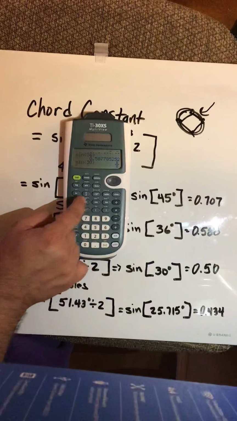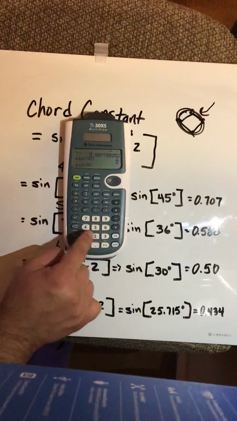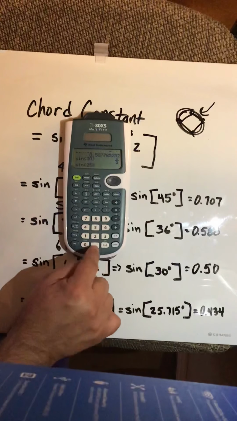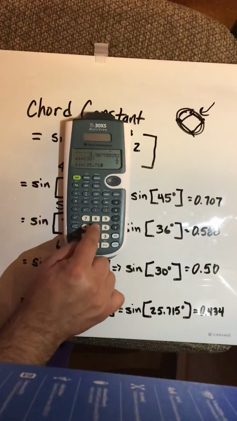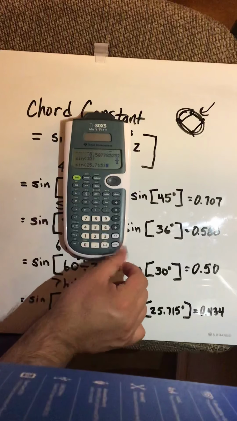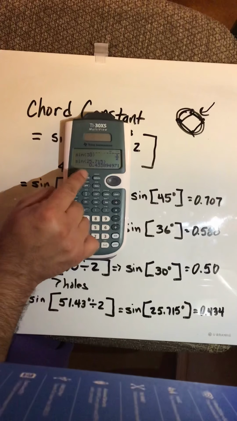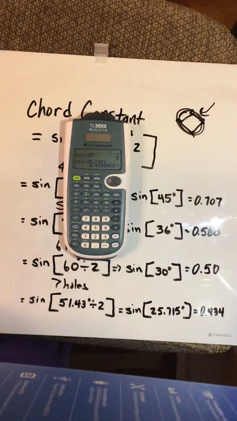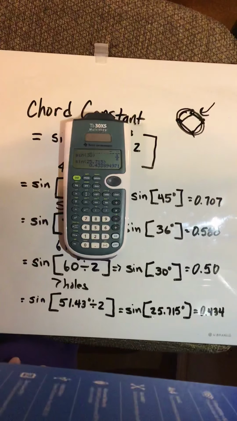Then do the last one, sine of 25.715. Close that off. 0.4338, or 0.434. Okay, that's my second step that I have to do to find this chord distance.